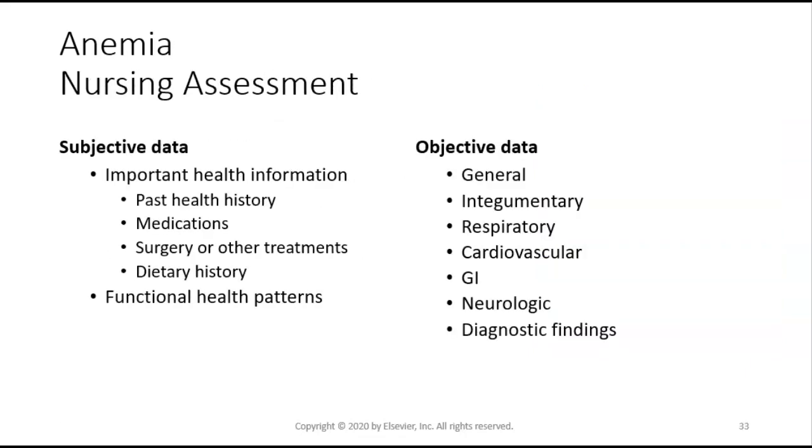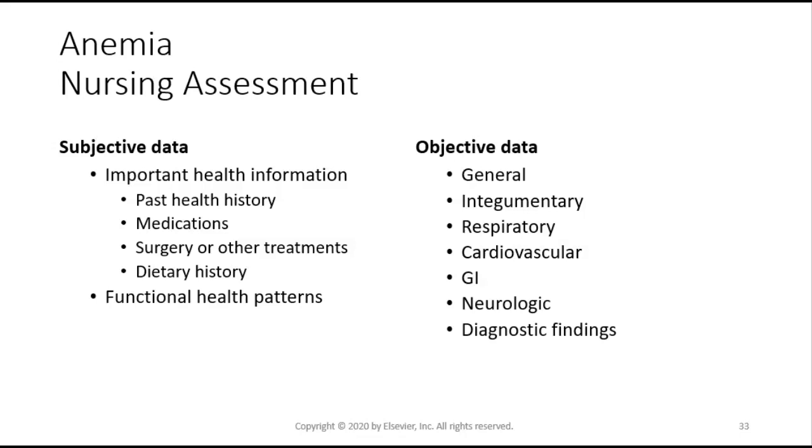So the nursing assessment of somebody with anemia, again, is divided into subjective and objective. Subjective would be some of the main things that we already talked about under regular assessment of the hematological system. But we want to know about their past history, medications, and once again, dietary. Many of our anemias are related to diet, so things like iron deficiency anemia. We need to know what they eat. So maybe somebody's a vegetarian. Are they getting enough protein?